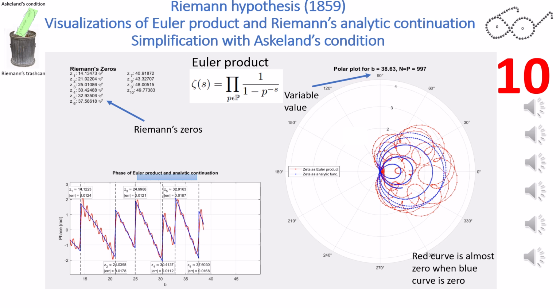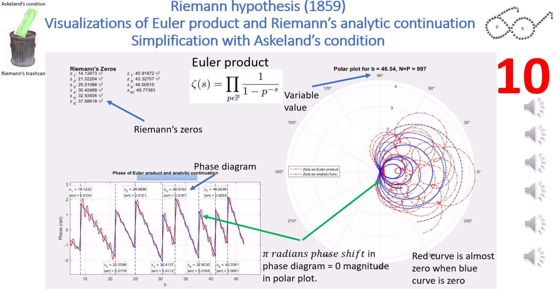In the lower left corner you can see plots of the phase diagrams, which are only the angles of the functions. Notice that every time the polar plot has a zero, the phase diagram does a pi radian phase jump.